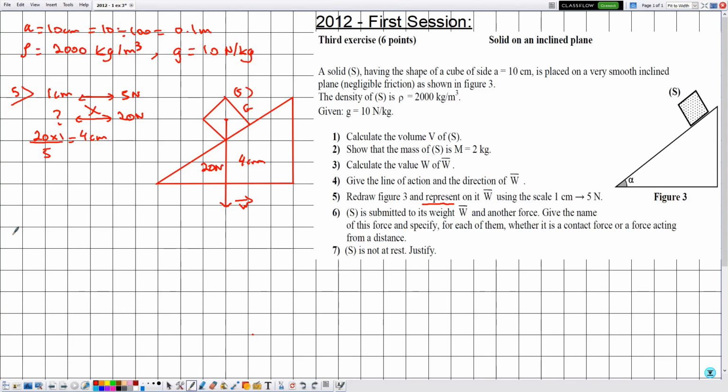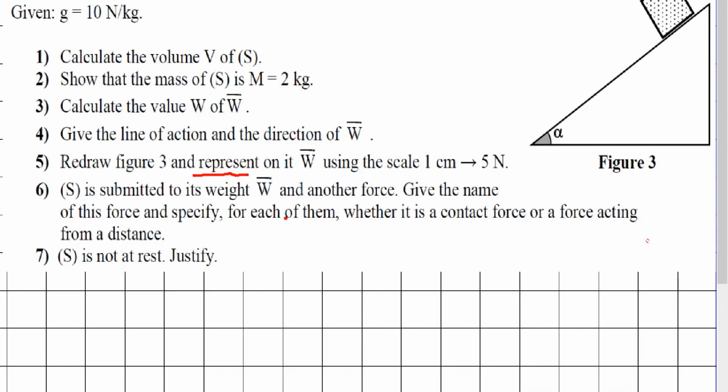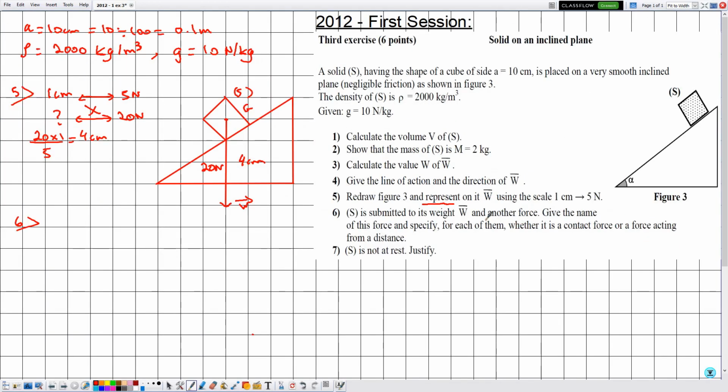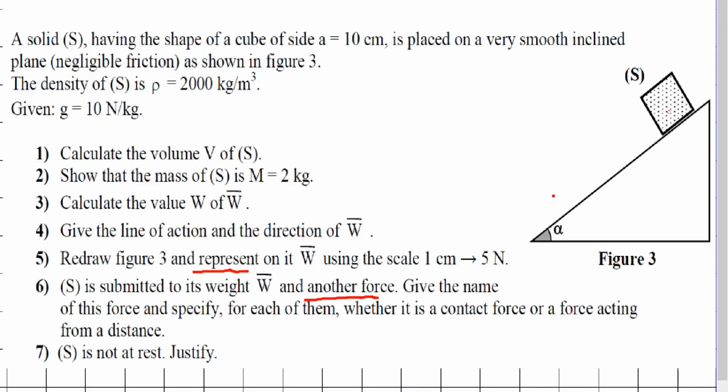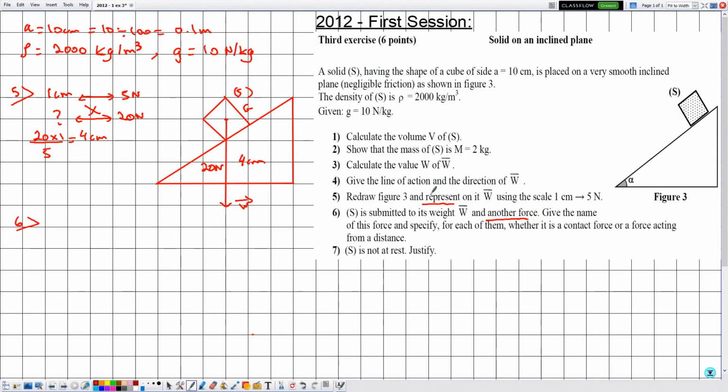Now in number 6, they are telling me that S is submitted to its weight W and another force. Give the name of this force and specify for each of them whether it's a contact force or a force acting from a distance. Here, because we have a plane or an inclined plane, then we know that the solid S will be subjected to the reaction at the support. So the other force is given by the reaction at the support, or the normal reaction. Let me say normal reaction.